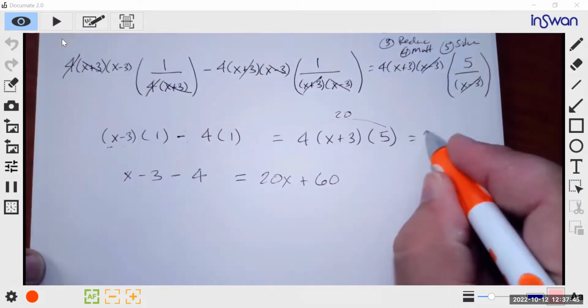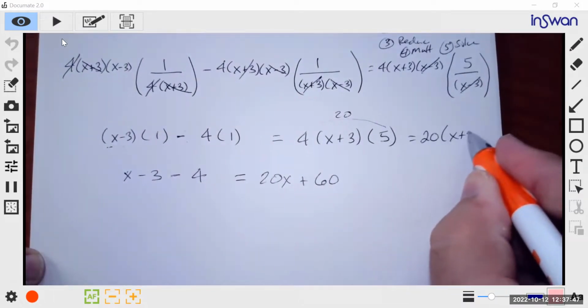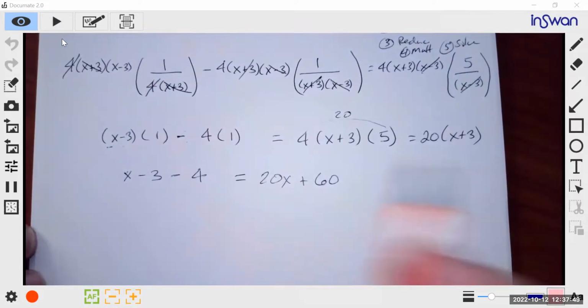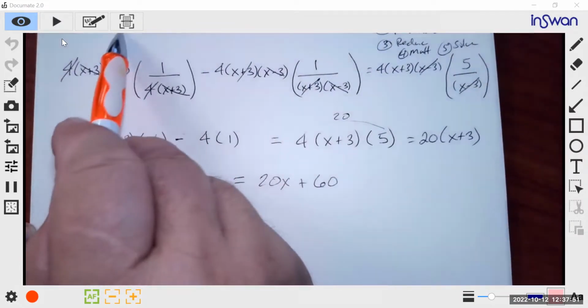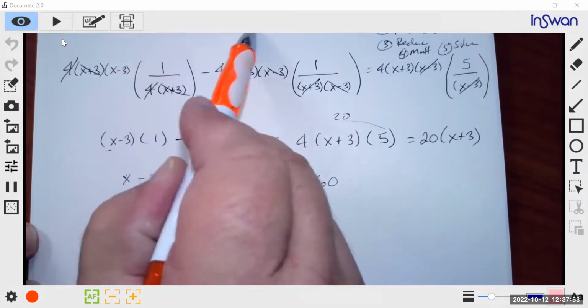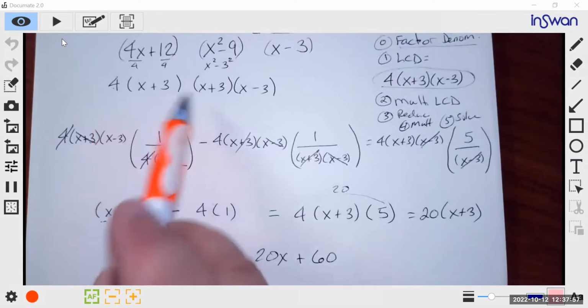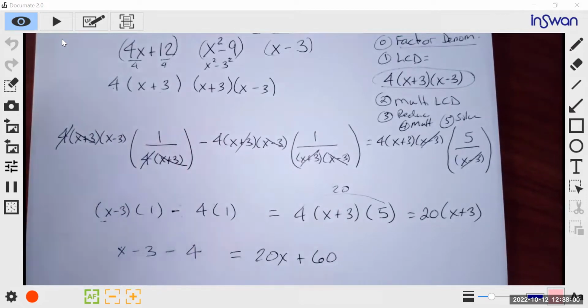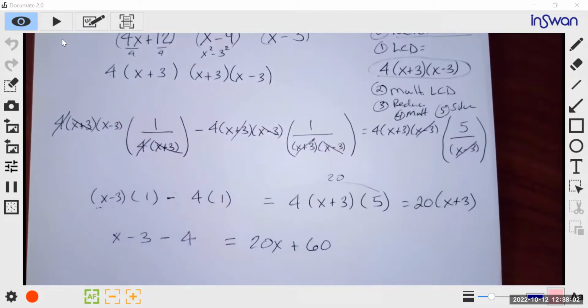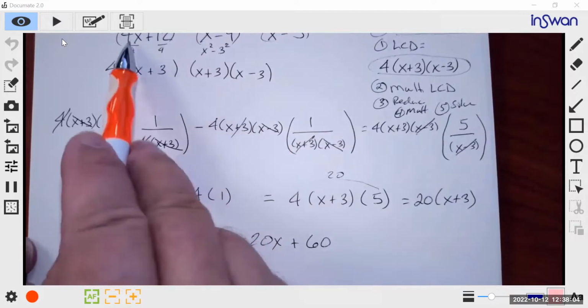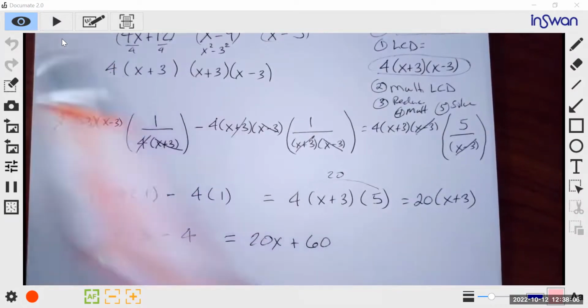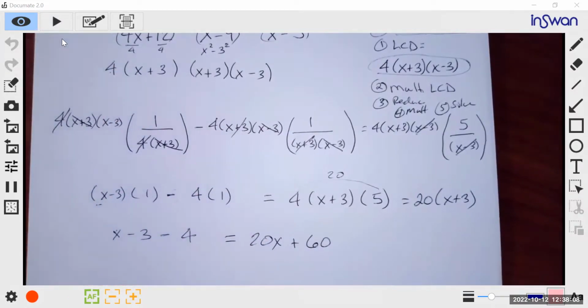Now I'm confused. Where did you get the 4 from? This 4. Well, the LCD is x plus 3, x minus 3, and a 4. Oh, okay. Whatever's on the bottom is your pieces. Yeah, because it has to cancel. If you don't cancel out the 4, it's still down there. You need to get rid of all denominators.